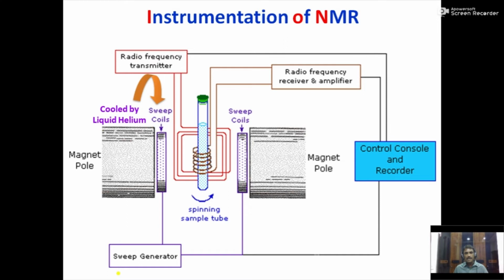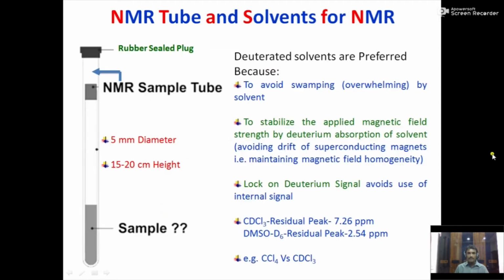A sample tube is there. You can see that the spinning sample tube is shown here. This is the sample tube. It is also spinning in this magnetic field. Now we will see, one by one, the NMR tube and the solvents used in NMR.